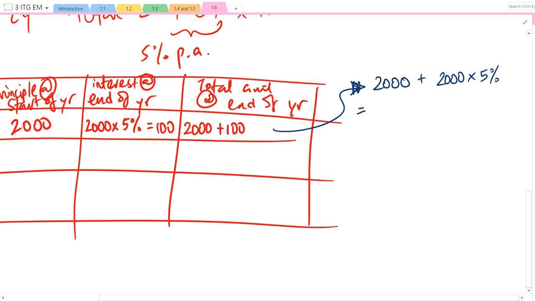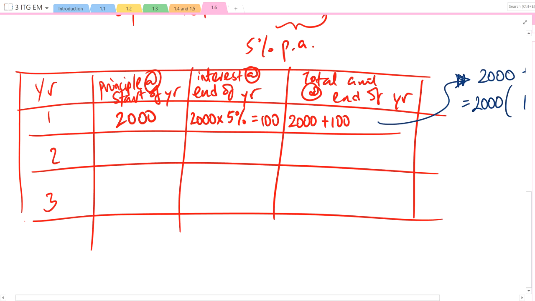So if I factorize it, what is the common factor? 2000, obviously. Take out 2000. I've got 1 plus 5%. Agree? So this is just one way of writing 2000 plus 100. Okay? And it is important. I'll show you why later on. Now, at the end of year 1, the amount of money is 2000 plus 100, which is 2100. Naturally, I want to write 2100 over here.